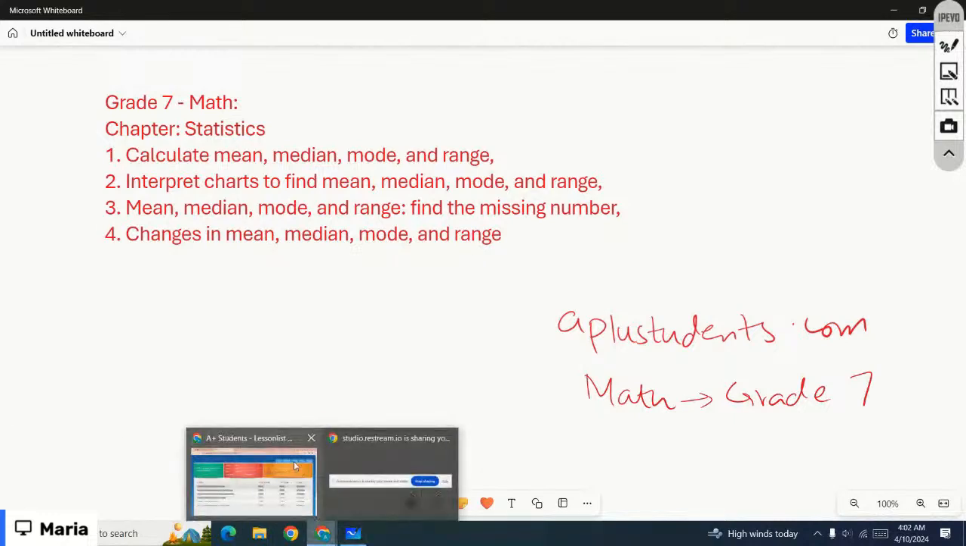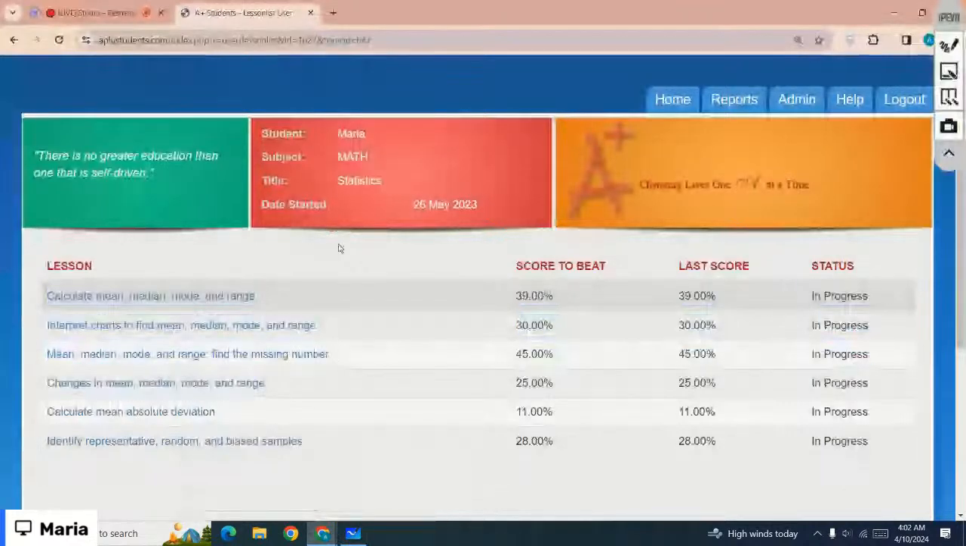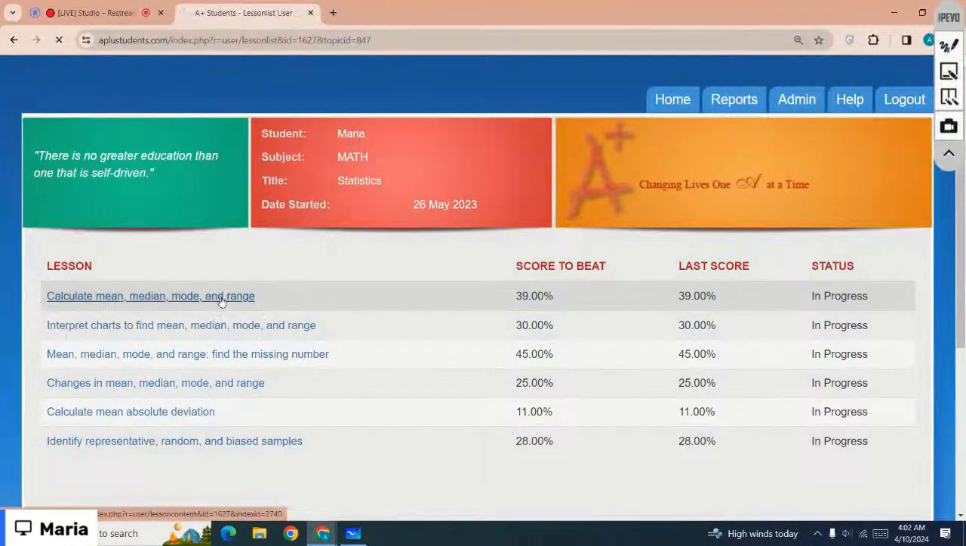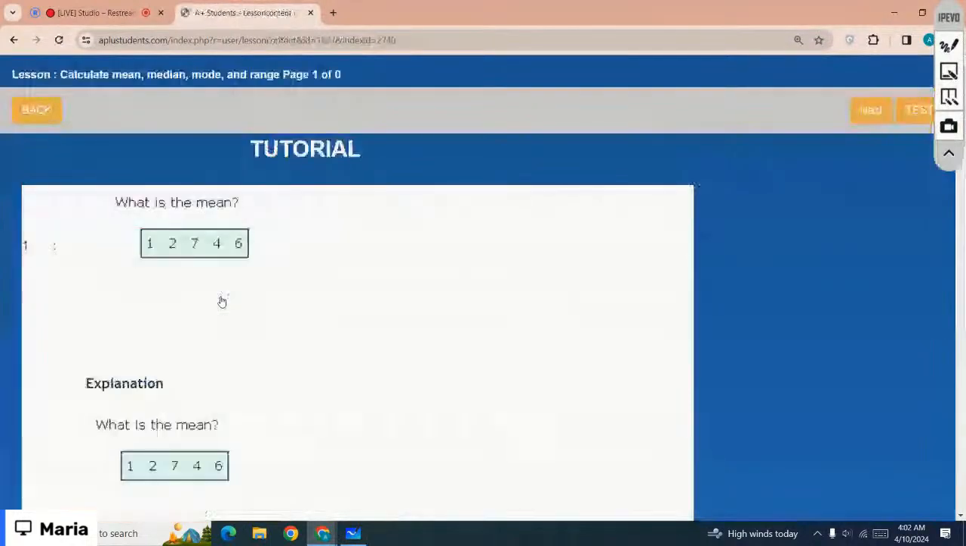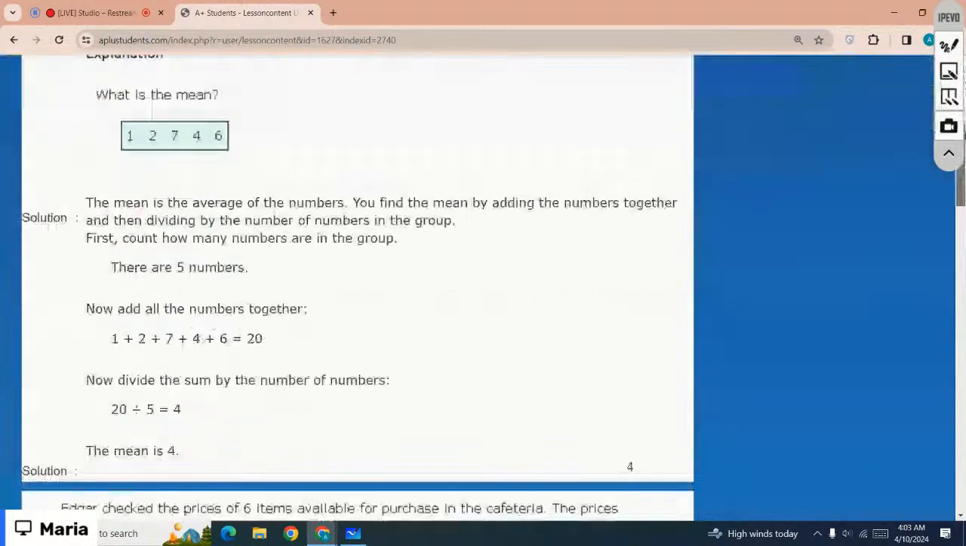Here I'm on grade 7 math. The chapter we are on right now is statistics. Let's start with the first lesson, calculate mean, median, mode and range. What is the mean? You are given the numbers 1, 2, 7, 4, and 6, and you need to calculate the mean. The mean is the average of the numbers. You find the mean by adding numbers together and then dividing by the number of numbers in the group.